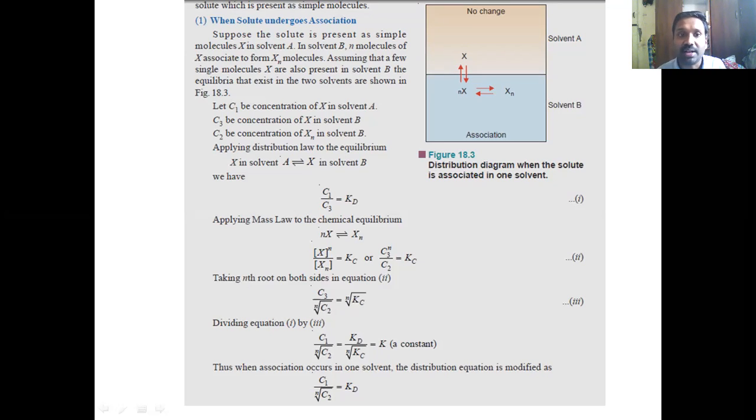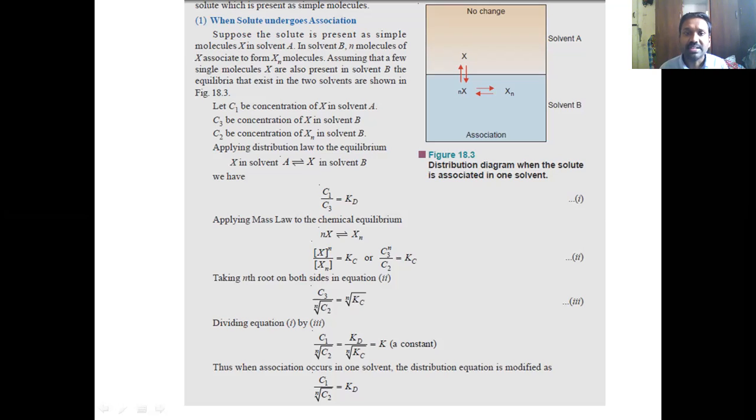Okay. So let us go through the derivation. C1 be the concentration of X in solvent A. C3 be the concentration of X in solvent B. C2 be the concentration of Xn in solvent B. What is that Xn? That is the newly formed associated molecule from X, the concentration of which we should not consider for our calculation of distribution law. So what should we do? You should subtract that concentration term C2 from C3. Whatever remains should be used for the ratio calculation.